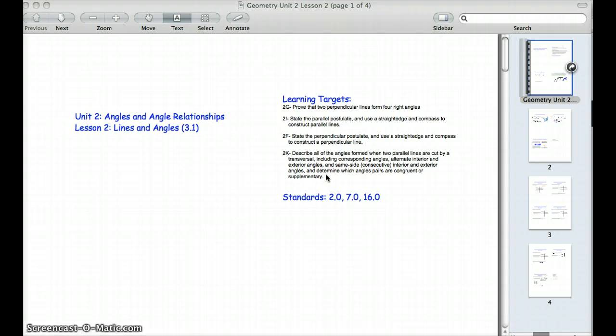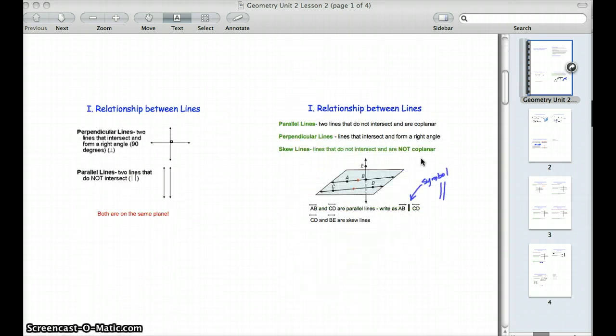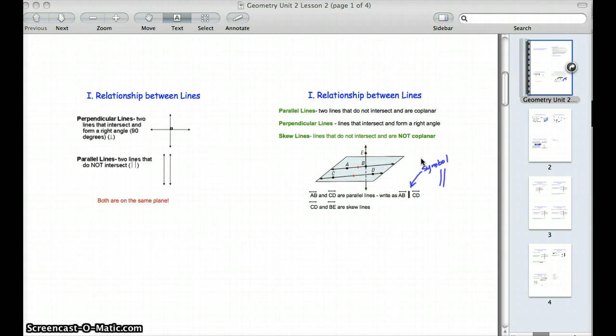Alright, so we're going to be talking about Unit 2, Lesson 2 of Geometry. I didn't do Unit 2, Lesson 1 because it's pretty self-explanatory. But Unit 2, Lesson 1, we're going to be looking at angles and angle relationships, the lines and their angles. So let's first take a look at the relationship between the lines.